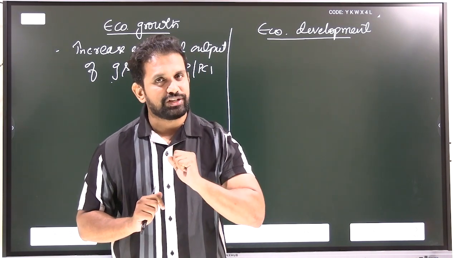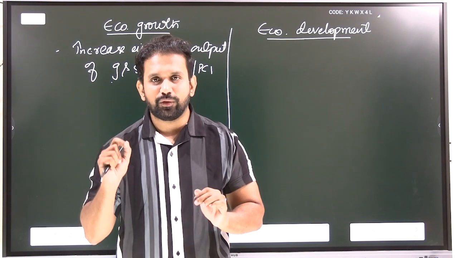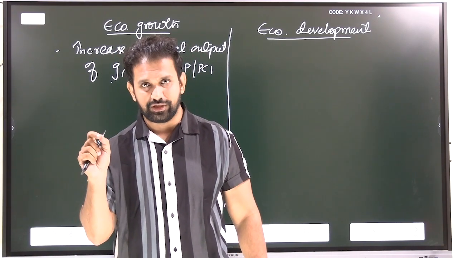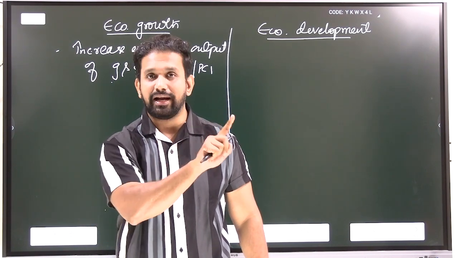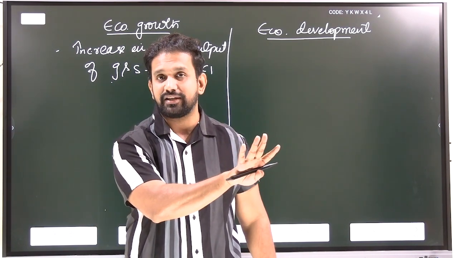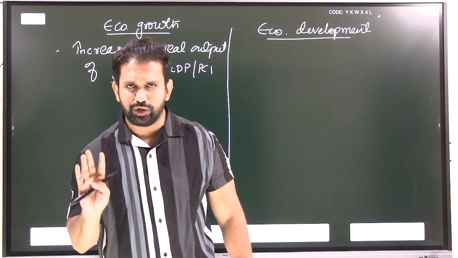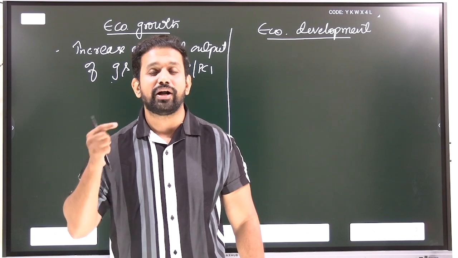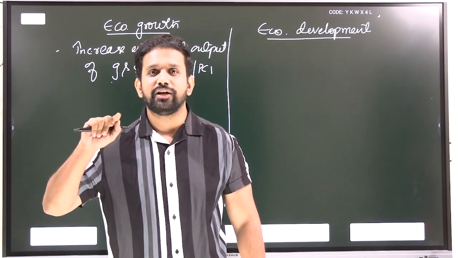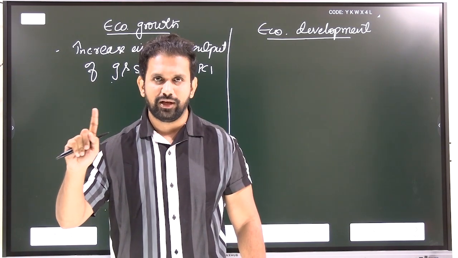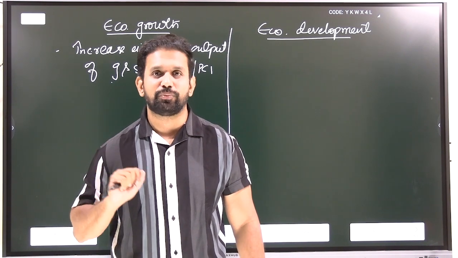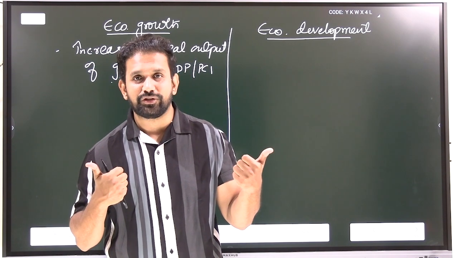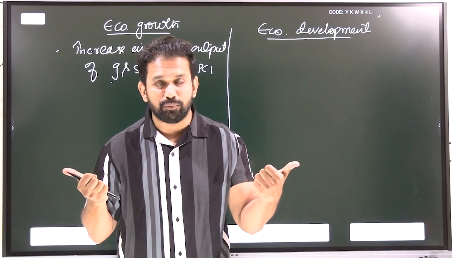So how much is our GDP? 100 rupees. Now this year if we produce 120 units of the same items we produced last year, 1 unit 1 rupee, that is nothing but 120 rupees GDP. So last year 100 rupees GDP, this year 120 rupees GDP. Items are the same in both years.